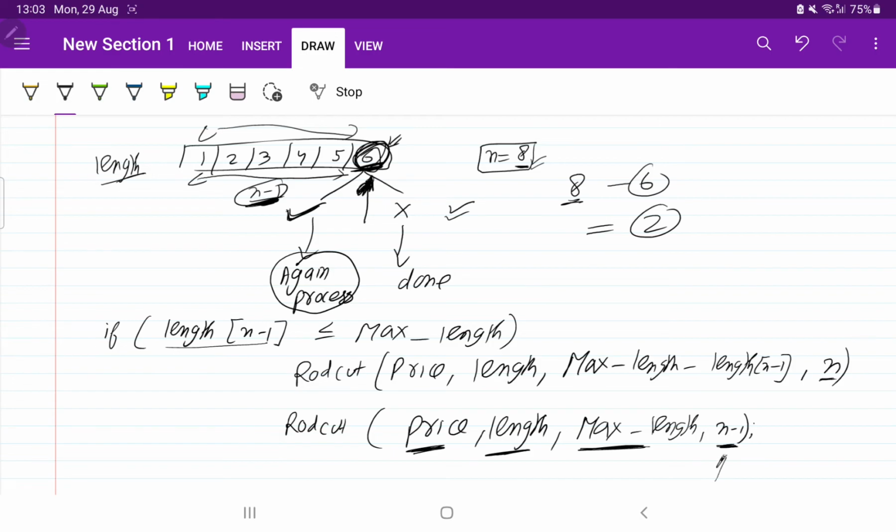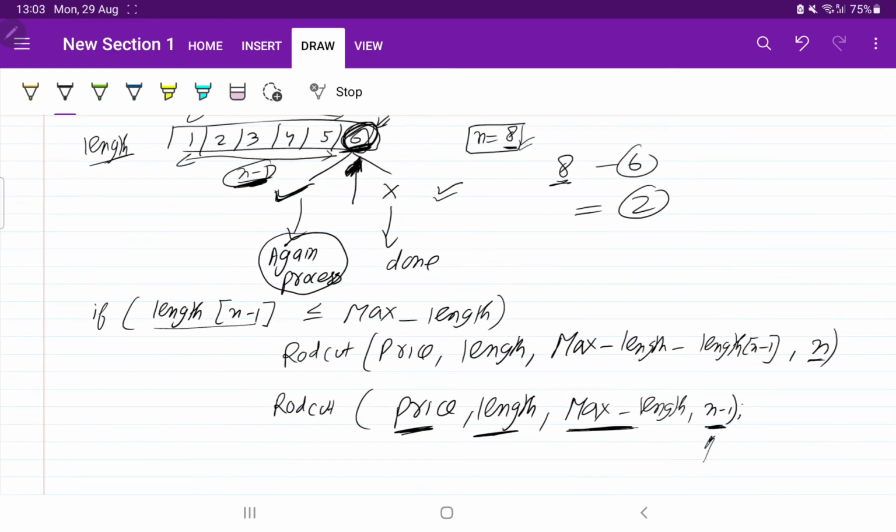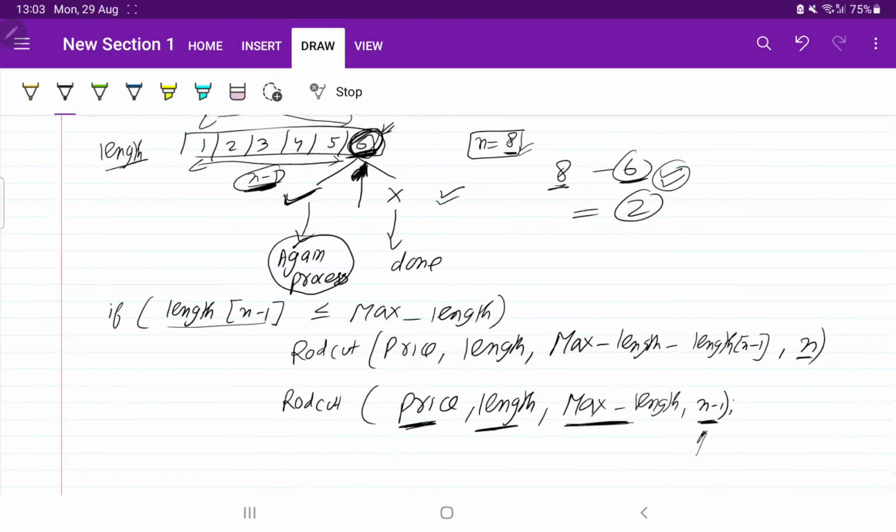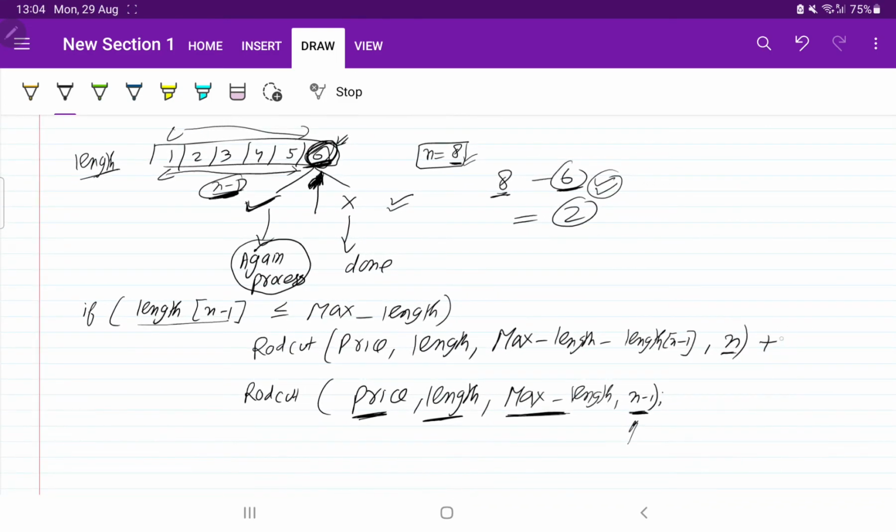But here we are not going to process this. Suppose you have chosen the length, so you should also add the price of this 6. You have chosen this 6, so in profit you should add the prices. So what we are going to do? We are going to add the price of n minus 1, which means we are going to add the price of that selected piece. And we are going to take the maximum of both of these.